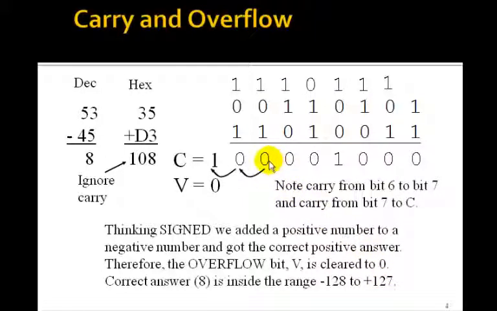Now, note that we got a carry from bit 6 to bit 7 here, and we also got a carry from bit 7 to the carry. Anytime this condition holds, the overflow bit will always be set to 0.